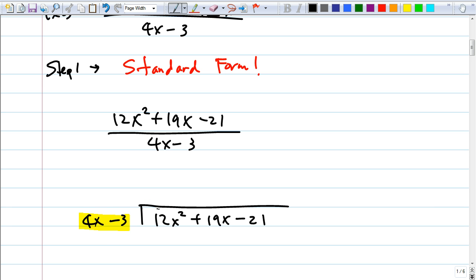In other words, how many times will 4x go into 12x squared? That's what we're asking, right? Is it 3 or 3x? We need 3x, thank you.